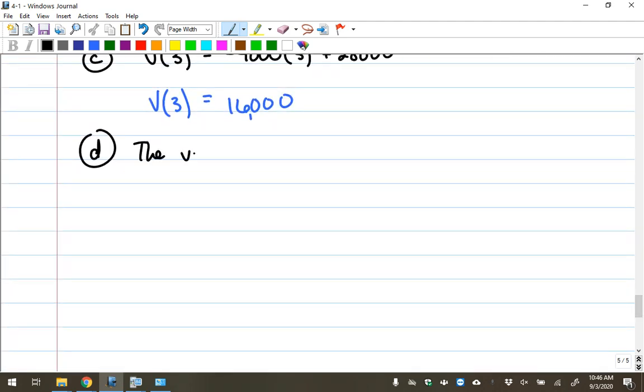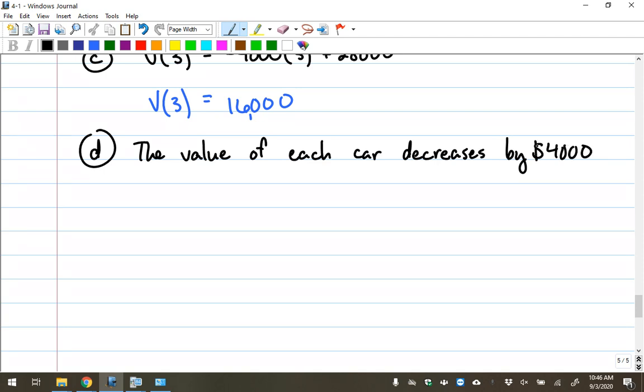You'd be writing out a statement. The value of each car decreases by $4,000 yearly, or each year, whichever way you want to write that. Okay. So in a business sense, you would try to allocate $4,000 in another account so that at the end of 7 years you can buy a new car for your salesperson out of that. Okay. If that's your business plan.